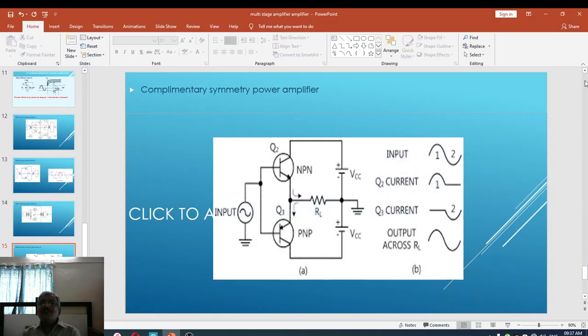In the last period we have studied class B and class AB push-pull power amplifier. Today we are going to study some improvement in those particular power amplifiers, so as to achieve the same amplifying action with reduced circuitry.